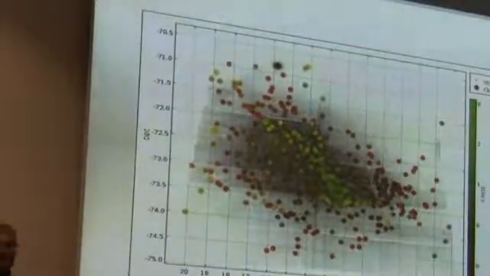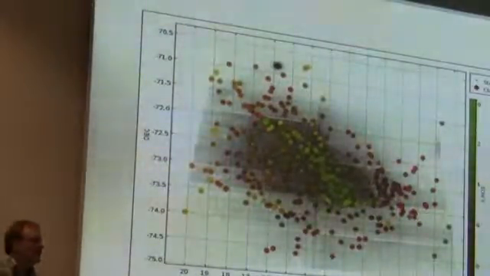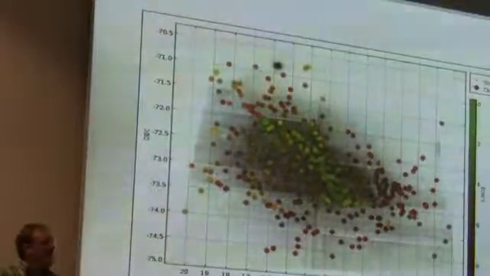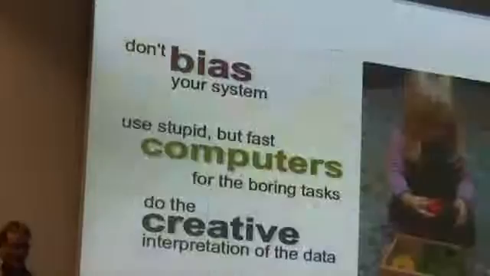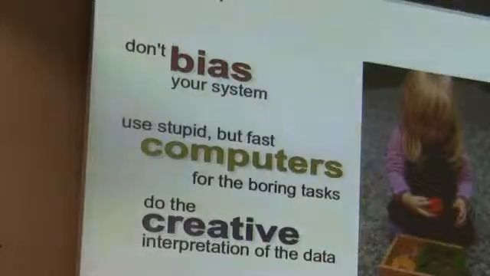So, George, you told me, try to be a little bit shorter in time, leave time for discussion. So, there we are, coming to the conclusion. The conclusion is really, try not to bias the system. Please don't do it. Just use the stupid but fast computers for the boring task, and use humans to do the creative interpretation of data. So that's really the message I want to give away.